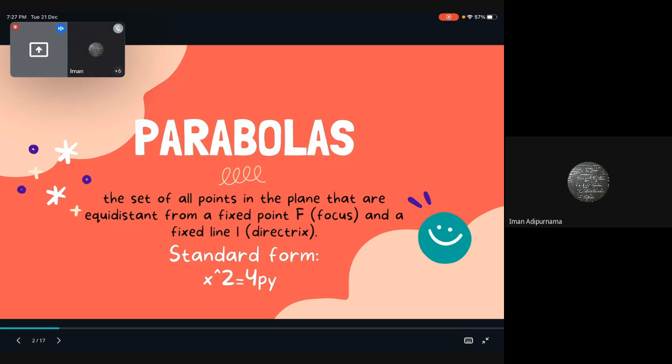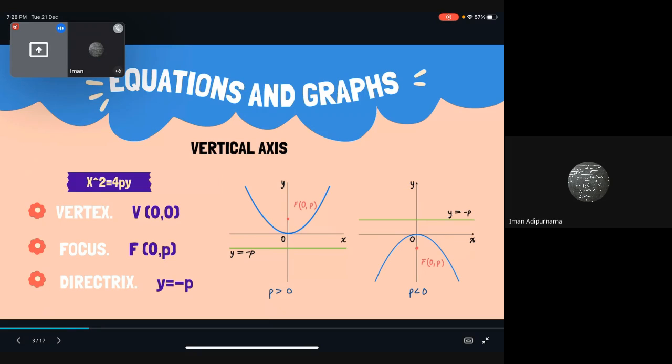This is the standard form that we're going to use with the parabolas. This one is x squared, but in the presentation I was not able to put it that way. Here we have the equations and graph. If the parabola is on the vertical axis, the vertex will be (0, 0), the focus will be (0, p), and the directrix will be y = -p. For the focus we have to check, because if it's (0, p), then it's vertical. And here we have the graph. If p is positive, it opens upwards, and if p is negative, it opens downwards.